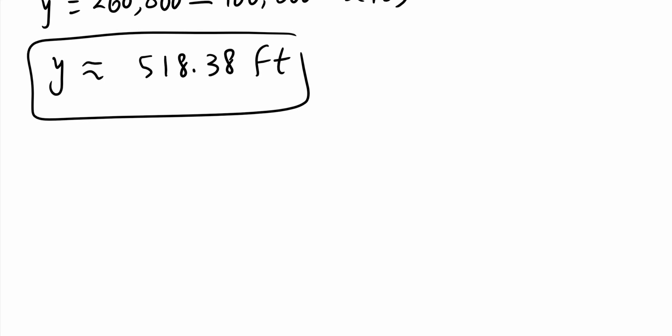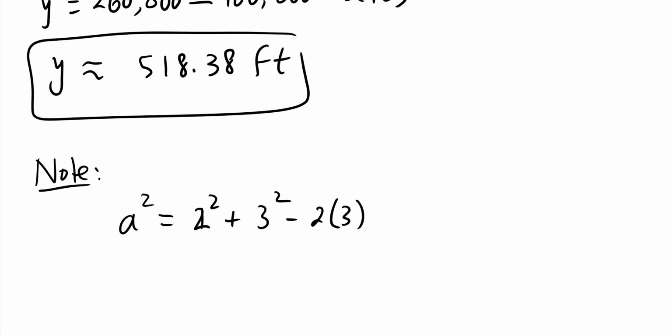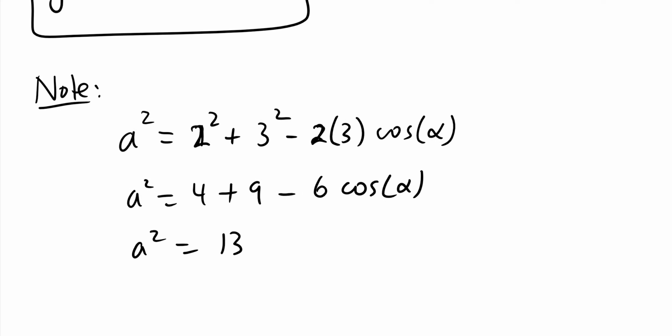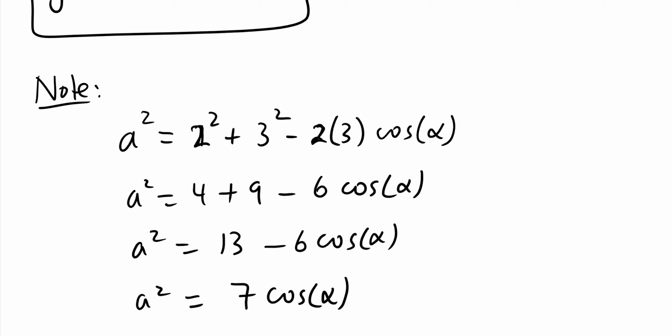So I'm gonna write that note down. Let me write an example. Let's say someone is finding a squared, I'm gonna throw out random numbers: 2 squared plus 3 squared minus 2 times 3 cosine alpha. So this is a common mistake. This is what students do. They do 4 plus 9 minus 6 cosine alpha. And then they go ahead and add to get 13 minus 6 cosine alpha. Then for a squared, they subtract 13 minus 6 and put 7 cosine alpha. This step from here to here is a wrong step.